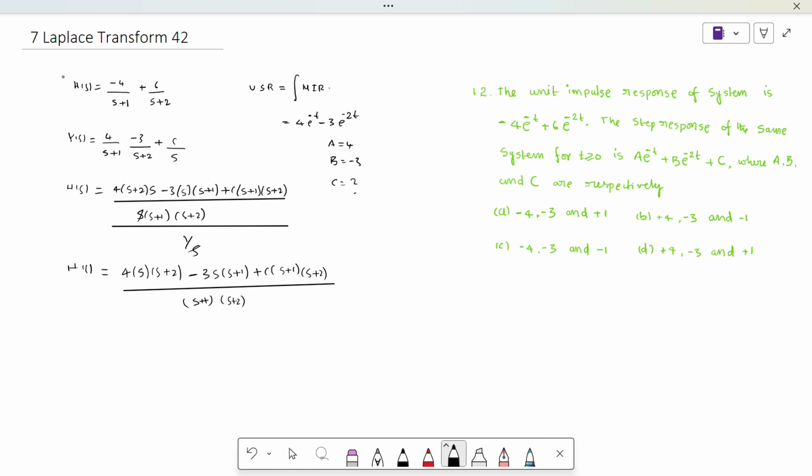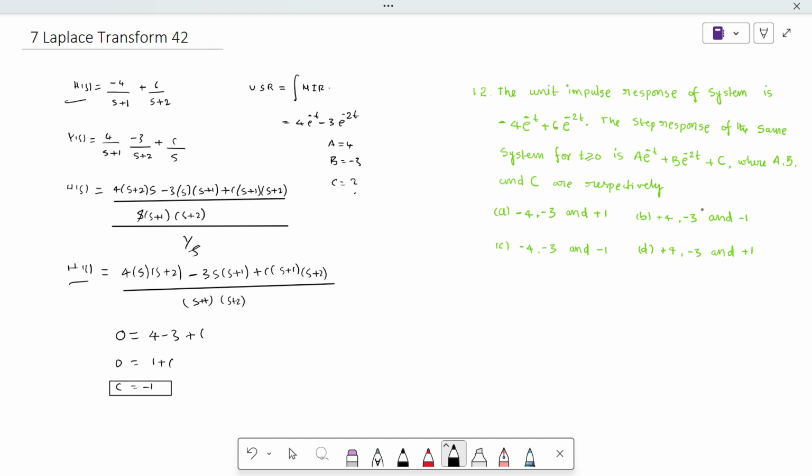See, both are the same. This H of s and this F of s are the same. So after simplification, in the numerator we will never get the s square coefficient. So here the s square coefficient equals 0. For that, I am equating the s square coefficient from this equation and this equation. Here we will get 4, here minus 3, and here 2c... so 0, 1 plus c, so c equals minus 1.